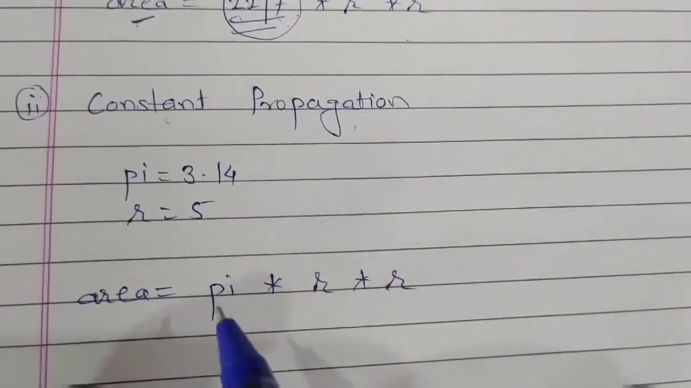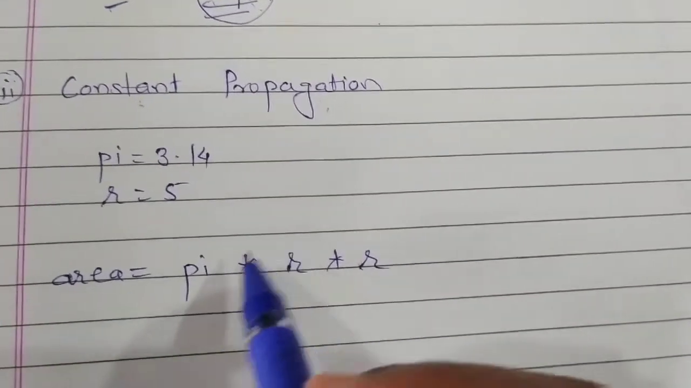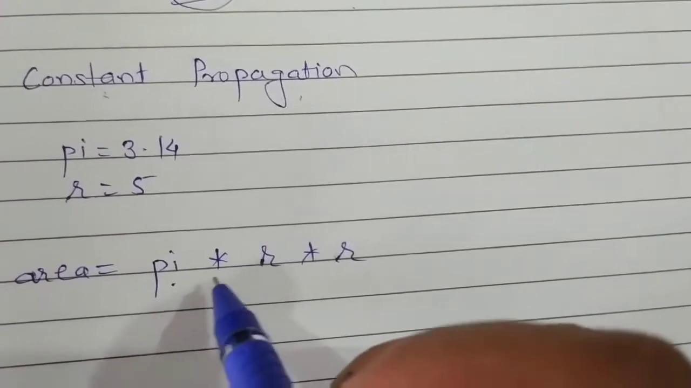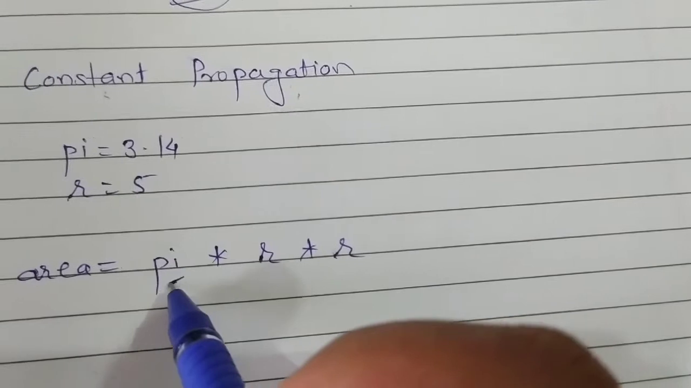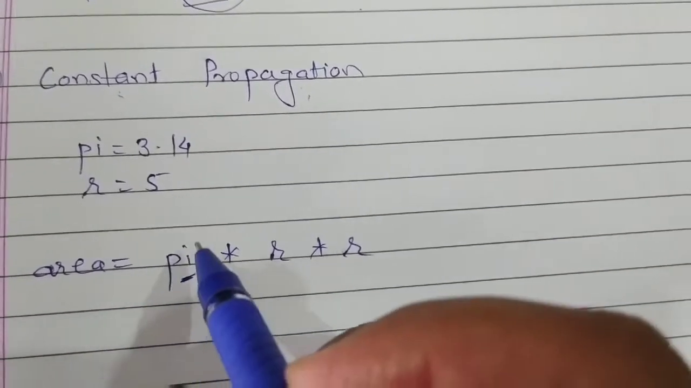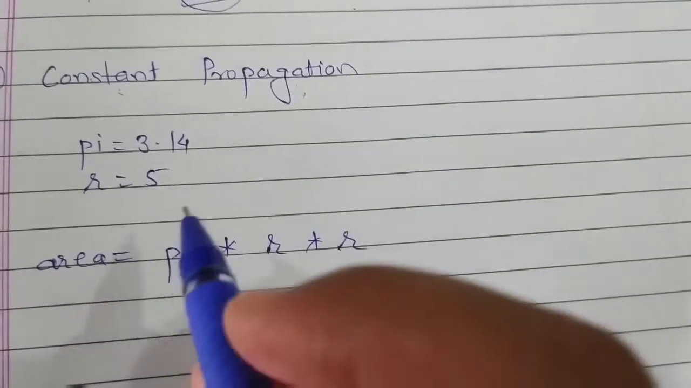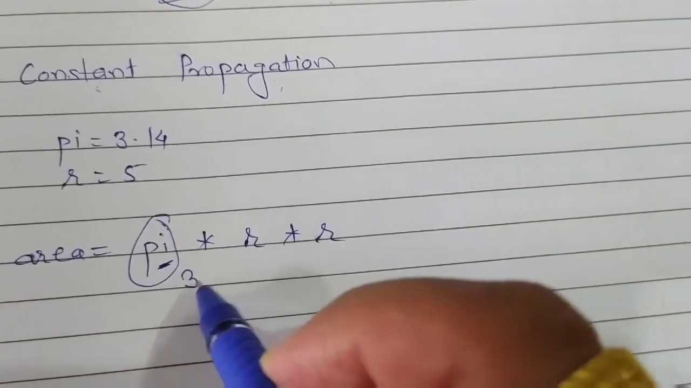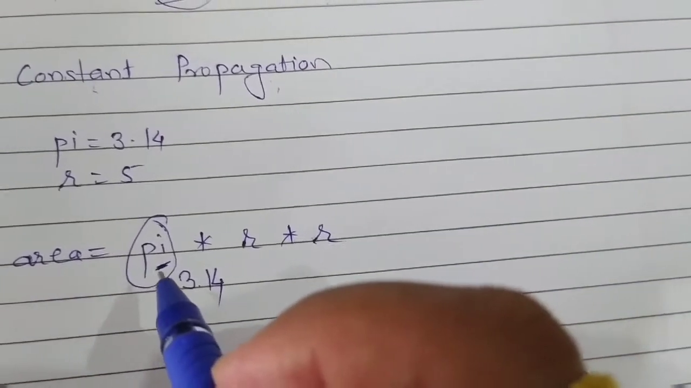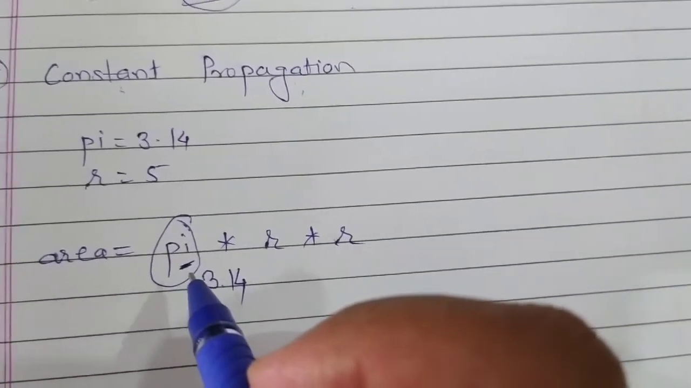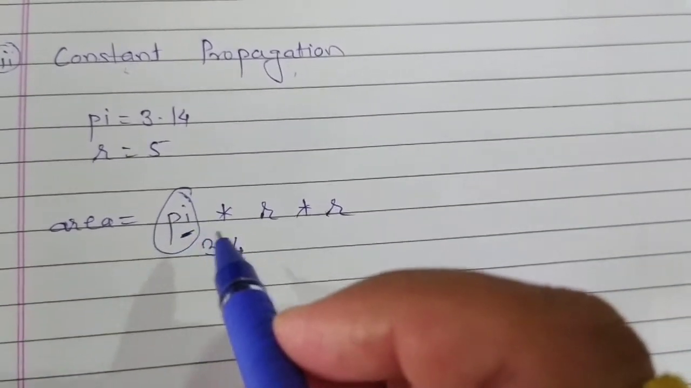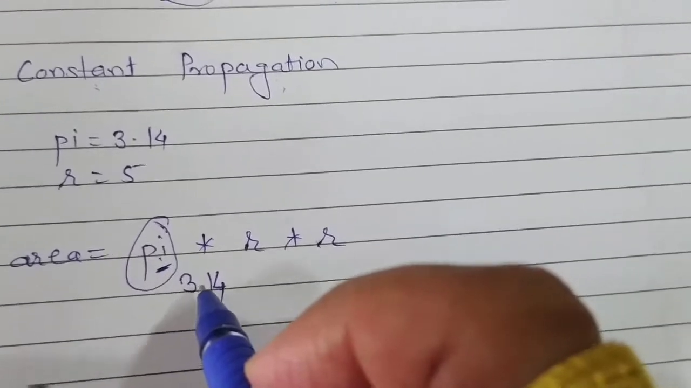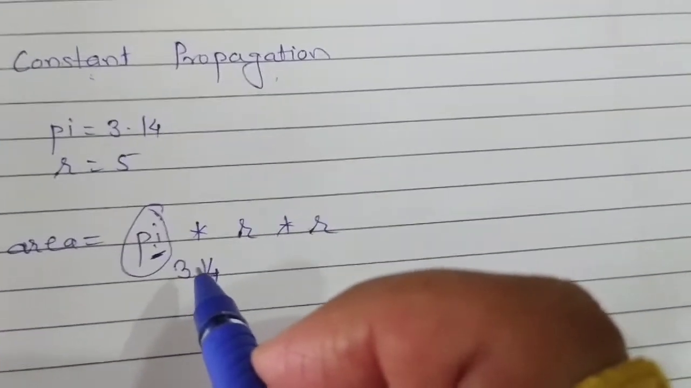Now again, for calculating the area of a circle, suppose we are taking pi r square, or pi into r into r. Now see, pi is a constant. Wherever we are using pi in the program, if we replace it at compile time only, suppose by 3.14, it will reduce the time at runtime. So it will not take much time during execution. Wherever we have used pi, that will be replaced by 3.14, and that will be done at compile time only.